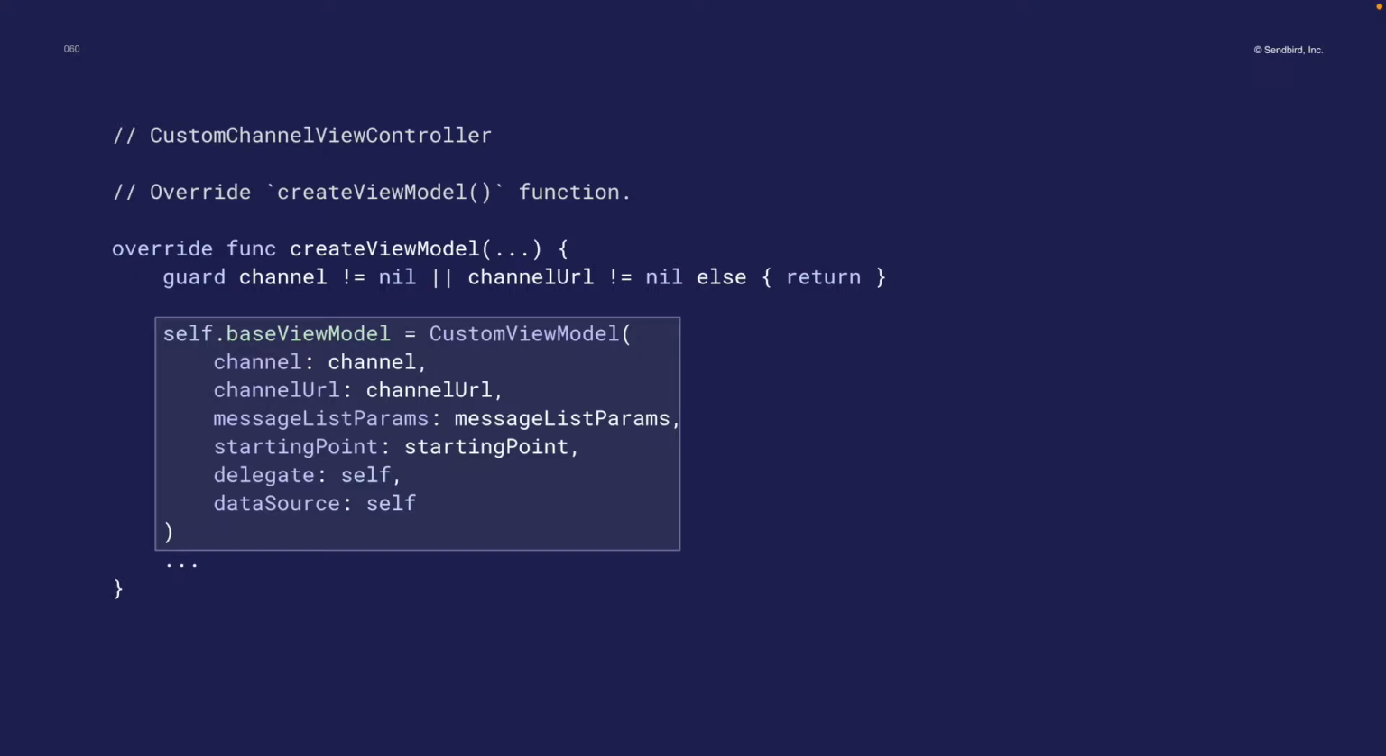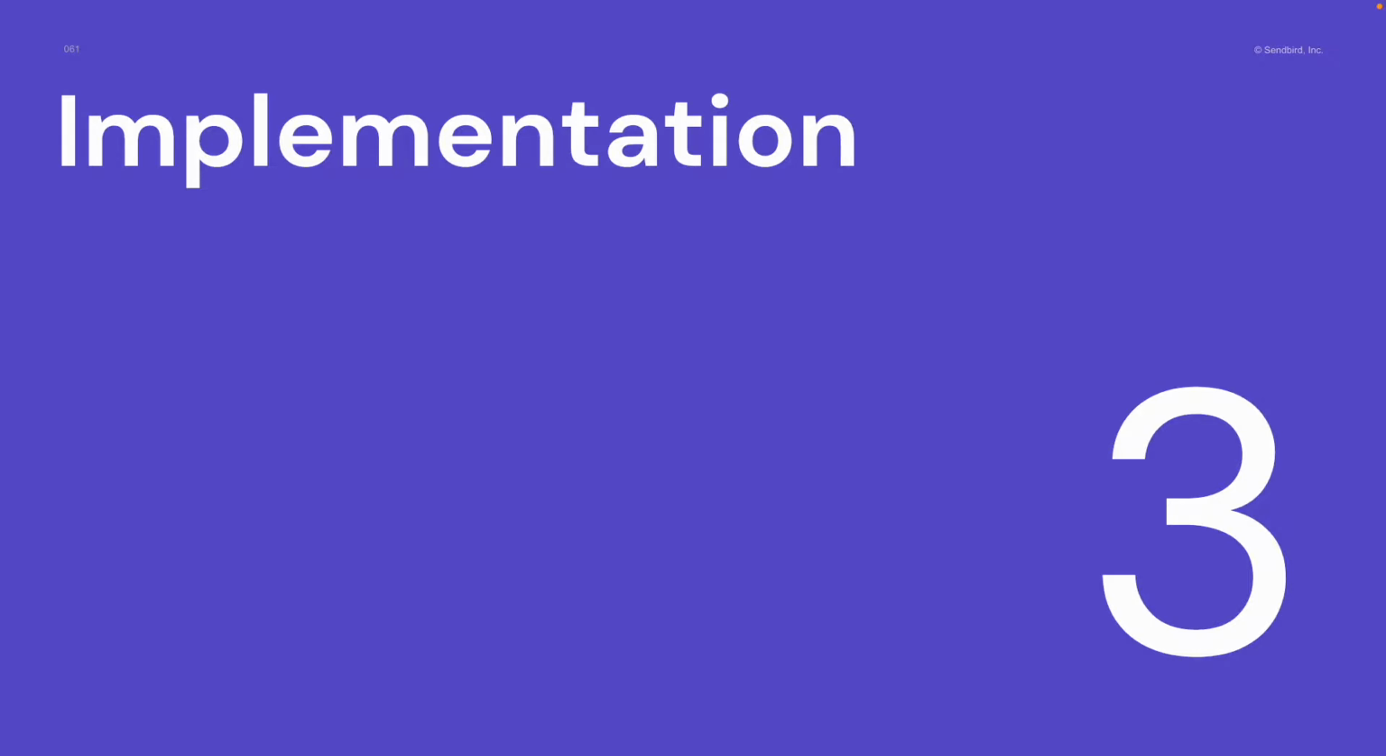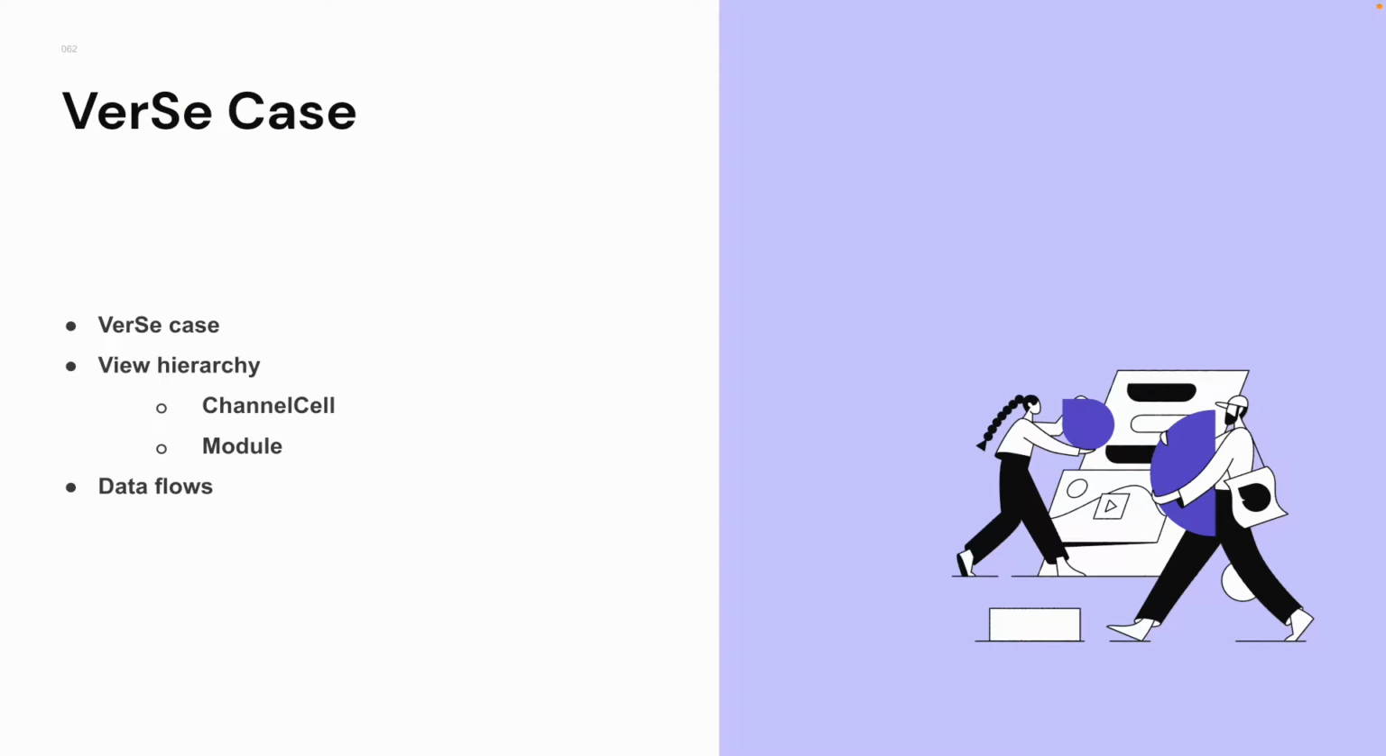We are now at the final section, implementation. In this section, we'll look at an actual request from a customer and customize the UI according to it. First, we'll look at a customer request from Versa. Then we'll decide how we'll organize the view hierarchy in order to customize the UI kit. Lastly, we'll look at the data flow and the customized UI kit.